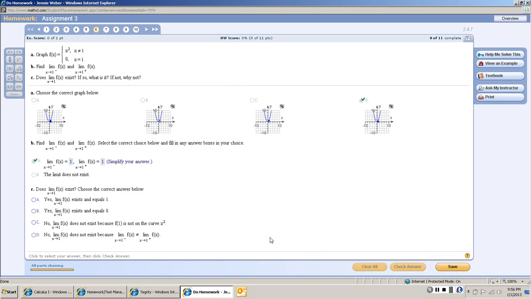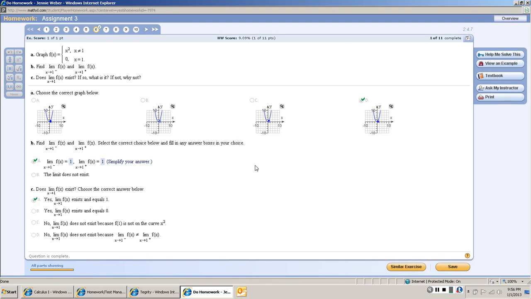Now we're going to continue on. Now, does the limit at 1 exist? So the limit from both sides exists. We just did that. Now the entire limit exists if both the right and the left side limits are equal. Are they equal? Yes. So it does exist and it is 1. Check the answer, and that's true.